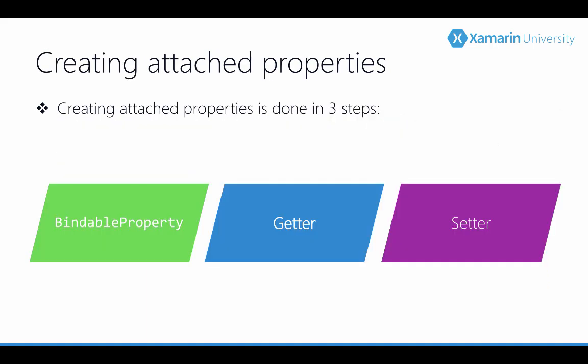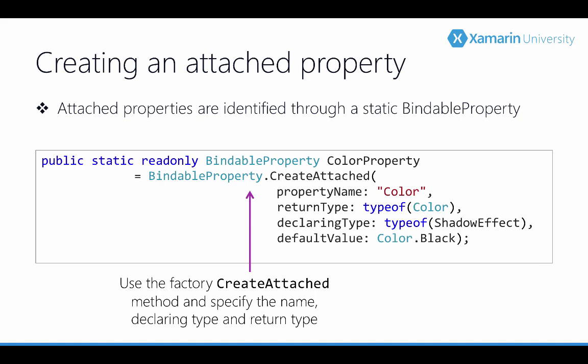So you'll need a reachable static bindable property, as well as public getter and setter methods to read and write the property. First step is to create the bindable property by calling the static CreateAttached method. Although you'll pass in the property name as a parameter, with attached properties, the name of the bindable property is used for the identification. And you'll also need to specify the return type. This is the type of data that the property will hold.